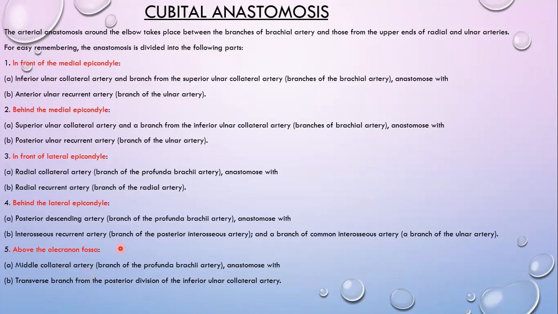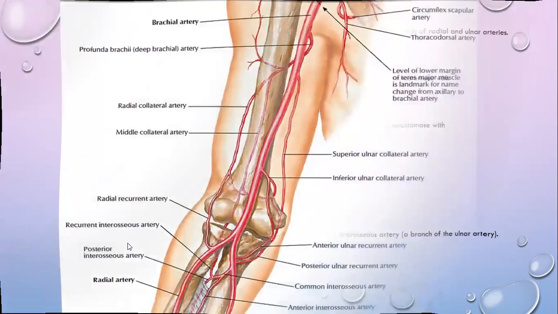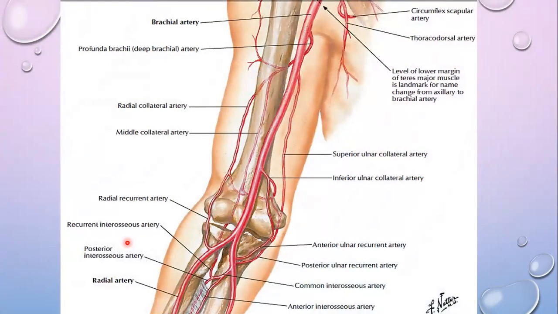Okay, so let me show you in a diagram to make this easy. Here we have your brachial artery. After crossing the lower border of teres major muscle, it changes name from axillary to brachial. Now, here is the profunda brachii. From the profunda brachii, we have your radial collateral here, and your middle collateral.